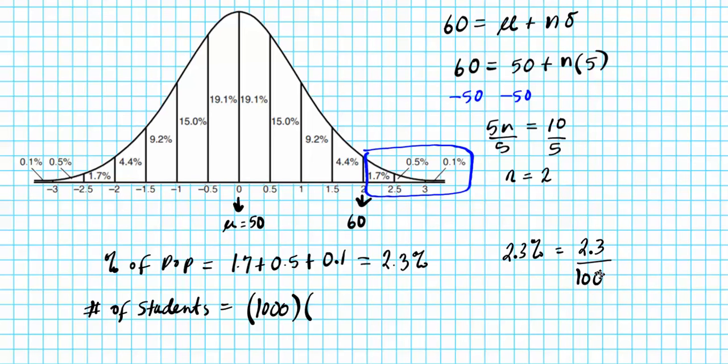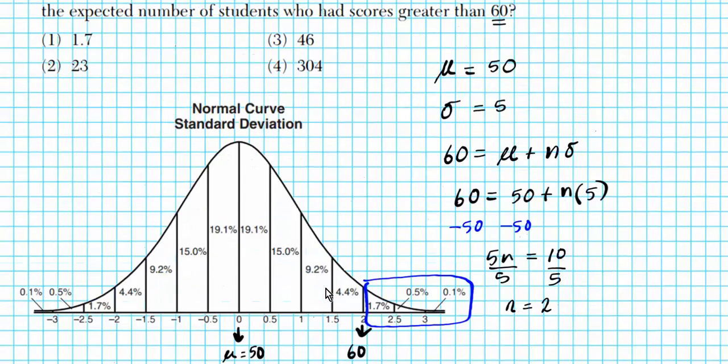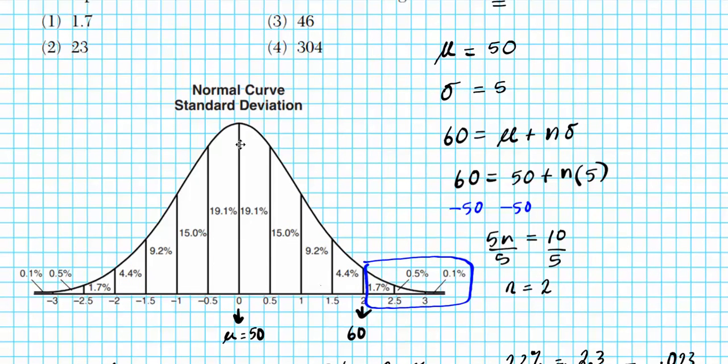You can enter this into your calculator like that, or you can write this as 0.023. Move your decimal point twice. So 0.023. So the exact number of students, you multiply this out, you end up with 23 as your final answer. Our answer is option number 2.